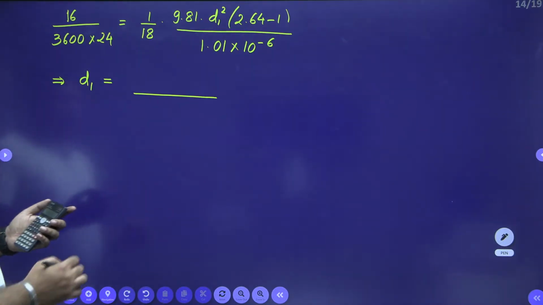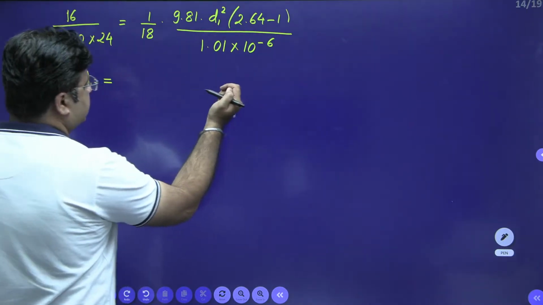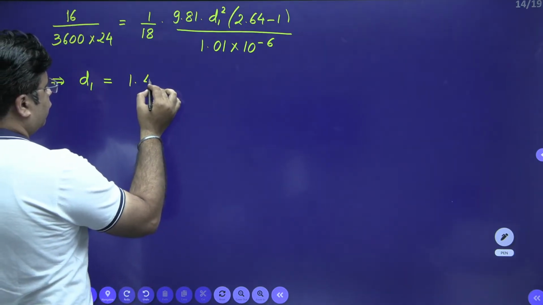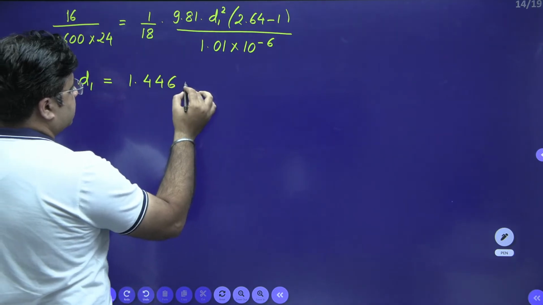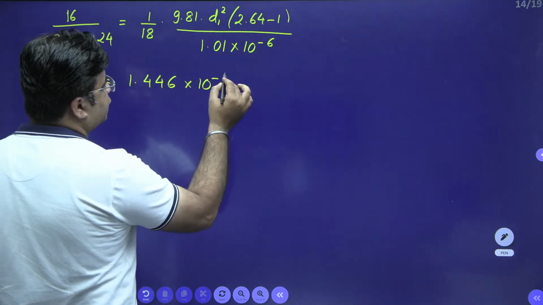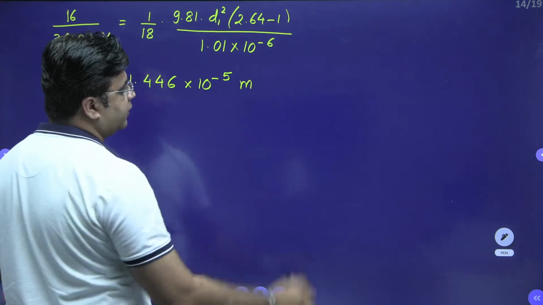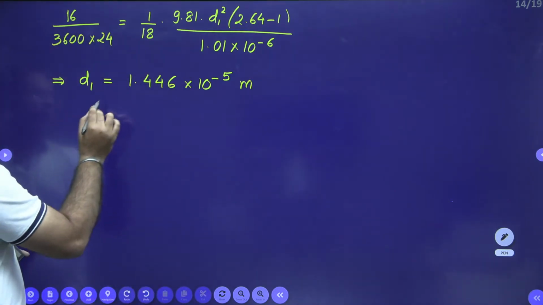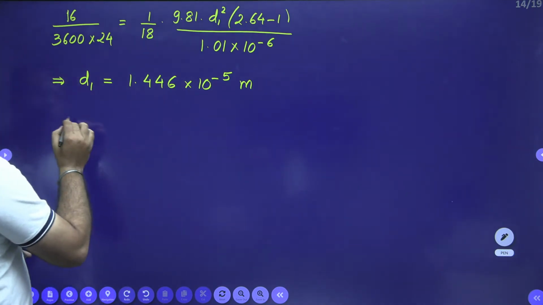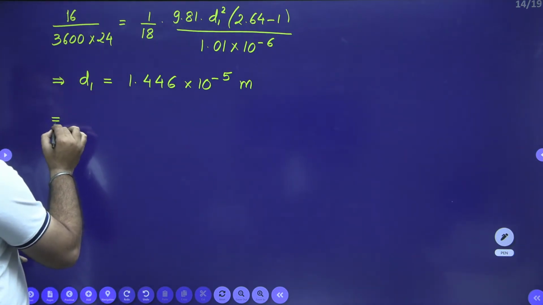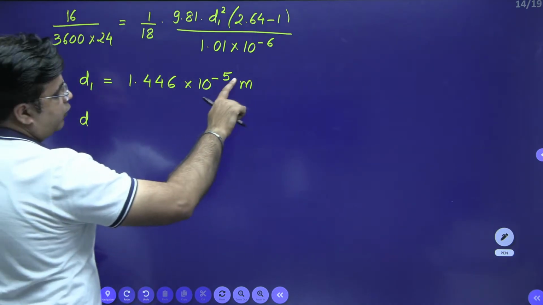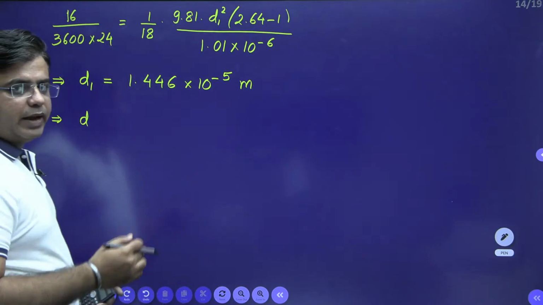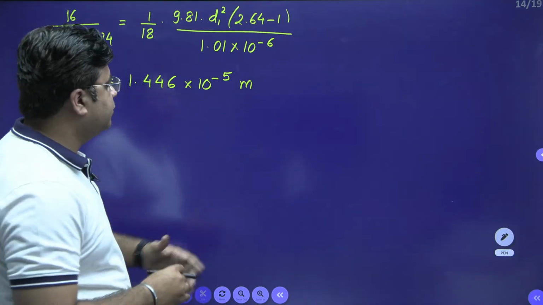So this D1 comes out to be 1.446 into 10 raised power minus 5 meters. This is the value of D. When you convert this meter into micrometer, you need to multiply by 10 raised power 6.